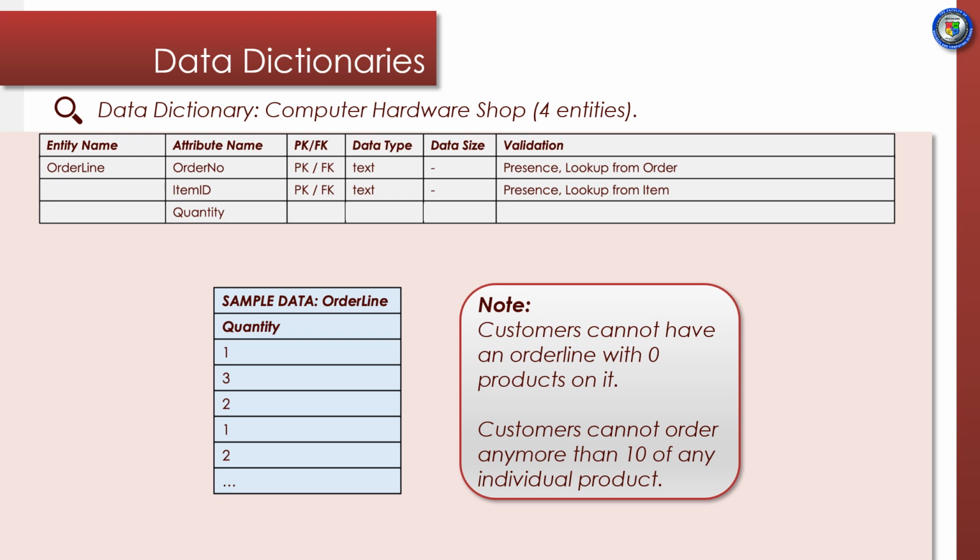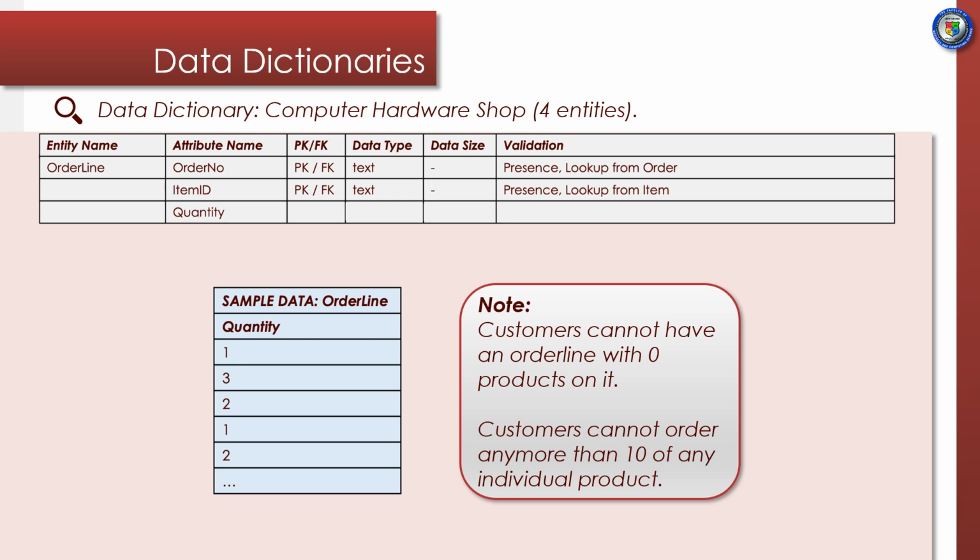Those two attributes, as well as being foreign keys, will also act as a primary key for this order line entity. That means we have a compound key here. The combination of both of these attributes together will form that primary key.